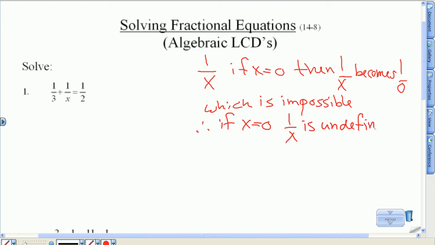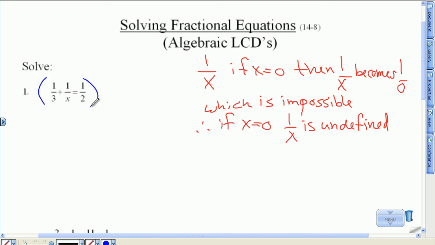Every single one of these problems with variables in the denominator is going to have values that make the equation undefined. And listen, I haven't even touched the problem yet, so I don't know what the answer is. I don't know what x is going to be, but I do know if it's 0, I have to reject that answer. So it is possible today when solving these problems, you're going to reject some answers.